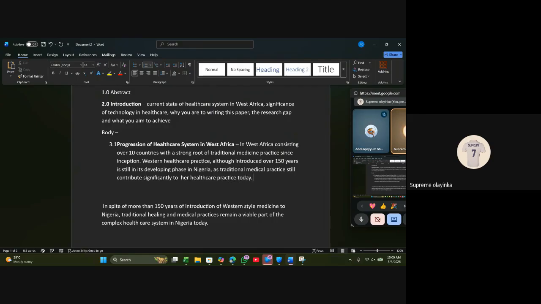Now let's see how it was worded. You can see that even though they mean the same thing, look at this: Western healthcare practice, although introduced over 150 years ago, is still in its developing phase in Nigeria, as traditional medical practice still contributes significantly to Nigeria's healthcare practice today. You can see that it is the same thing. They convey the same message as the message I have copied.